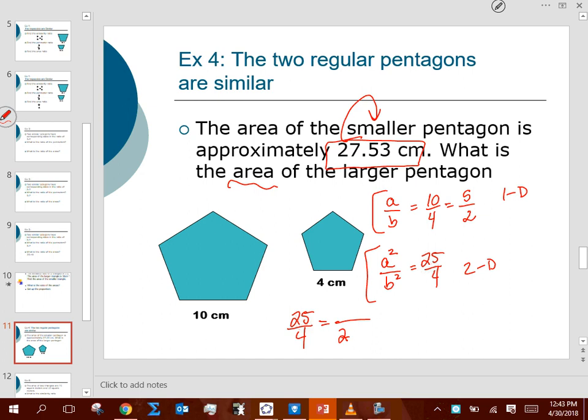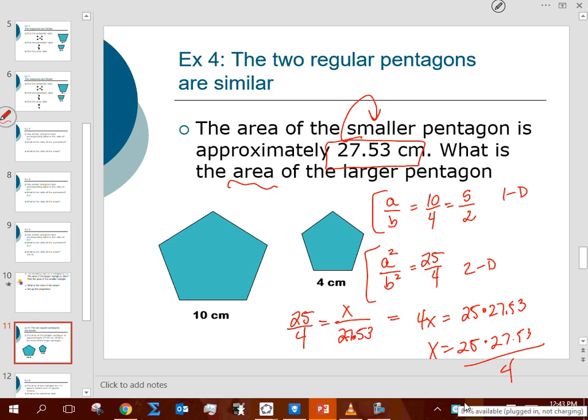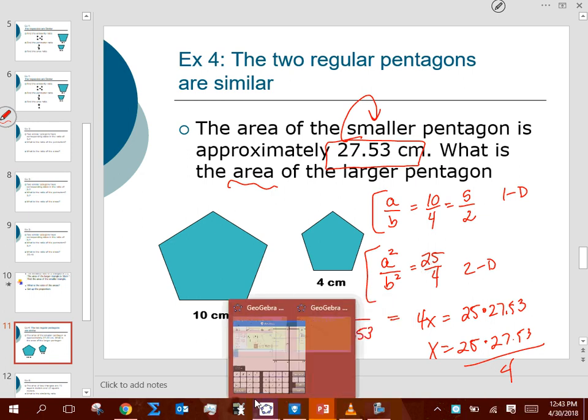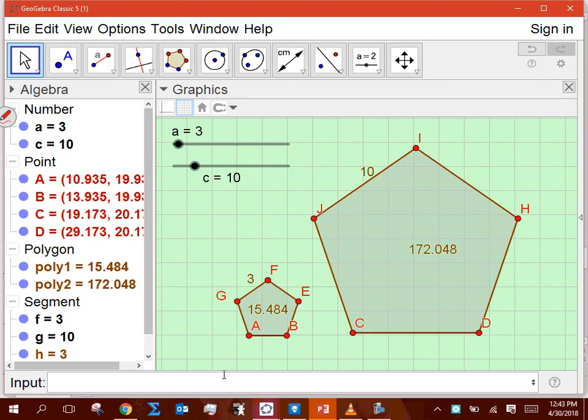So I put 27.53 there. And now, can I cross multiply? 4x is equal to 25 times that. Now you grab your calculator for this. I've got GeoGebra here in a moment. I'll show you. But multiply those two things together, divide by 4, and you get something like 172.048 or something like that.